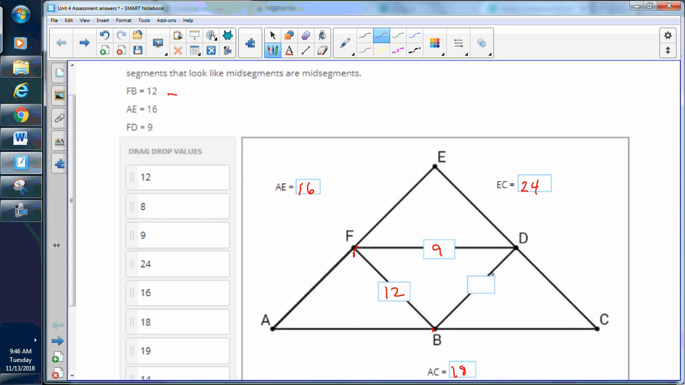And then BD we don't know, but we do know if we double it, we get 16. So that means BD has to be 8. 2 times the mid-segment equals the third side. 2 times 9 is 18. 2 times 8 is 16. 2 times 12 is 24.